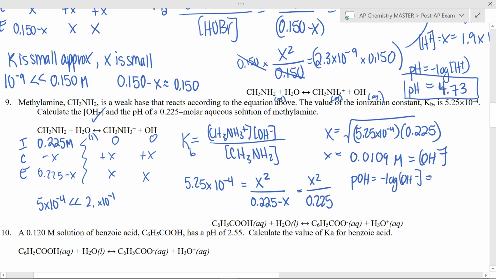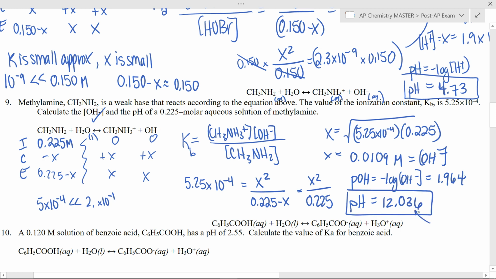And so I do that, I'm going to get 1.964. I'm keeping my 3 sig figs in here. And then the pH is 14 minus the pOH. So that's 12.036 would be my pH.